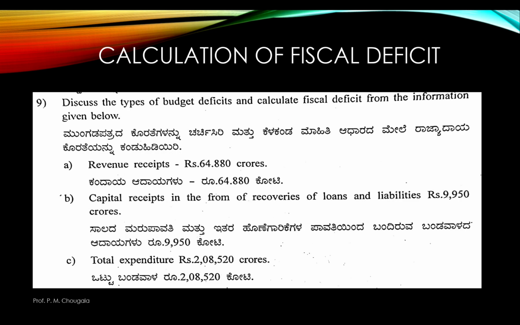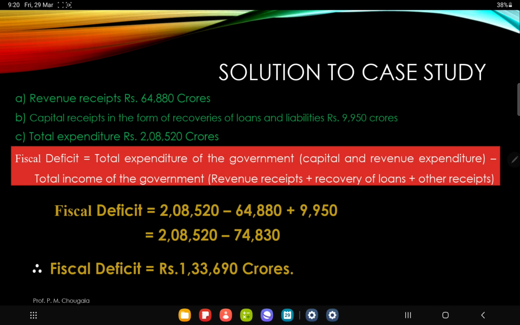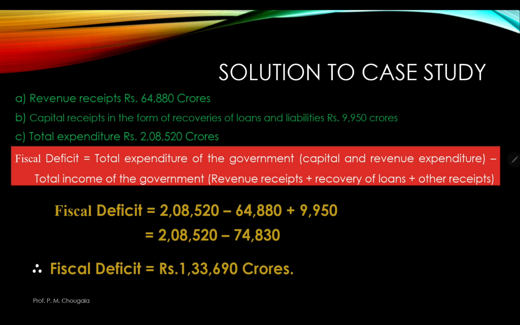Okay, friends, now I will insert the question paper once again here, that is the same question paper. So now we solved part 1, that is types of budget deficits. Now we have to solve: calculate fiscal deficit from the information given below. The information is given like this, so we have already discussed. Now I will move to the next part, that is the calculation part.